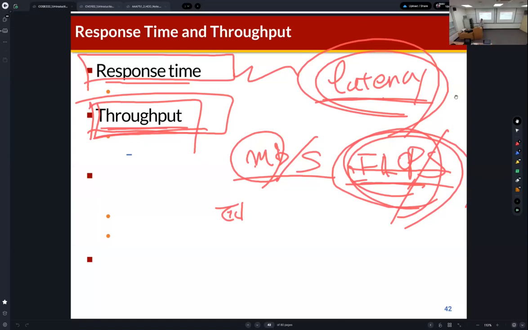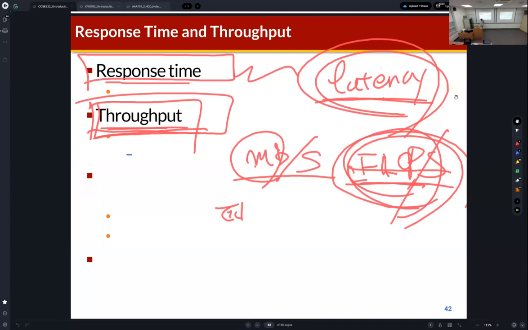So I will briefly review what we learned in the previous class. In the previous class, we learned the two popular performance metrics for computer systems: response time and throughput. And what is the meaning of response time? It is the time gap between the start and the end time of an application on a certain computer system.